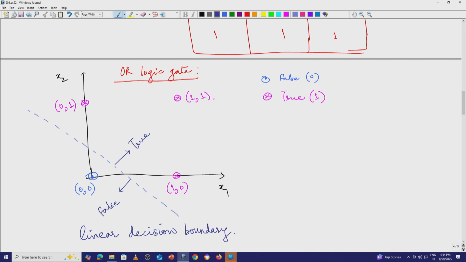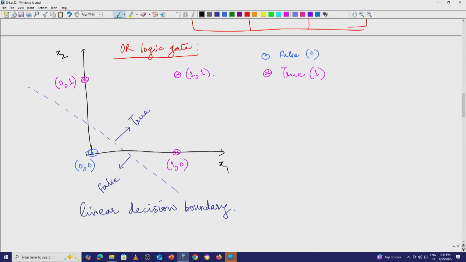Okay. Now, on the other hand, there are other logic gates, particularly the exclusive OR or the XOR logic gate, where it is not possible to have a linear decision boundary. So, let us go ahead and see how that particular logic gate works. So, we are going to take the example of a XOR logic gate or the exclusive OR logic gate, and in this case you will see that we will need a non-linear decision boundary to be able to separate the two classes of points, the true and the false points.